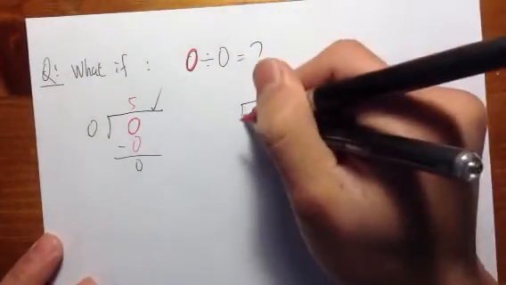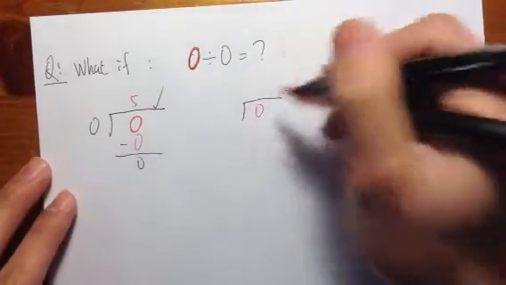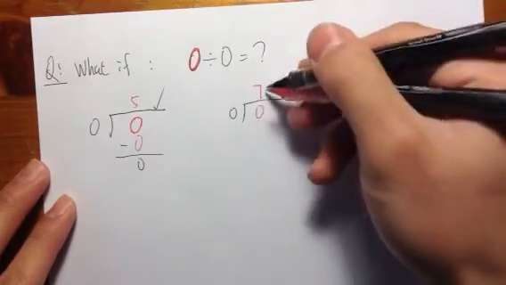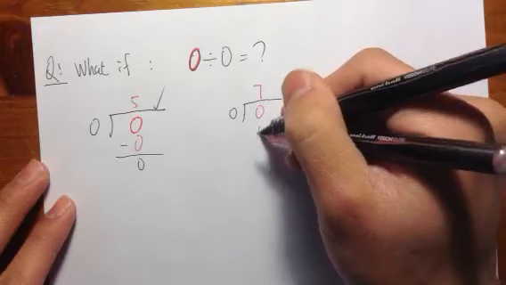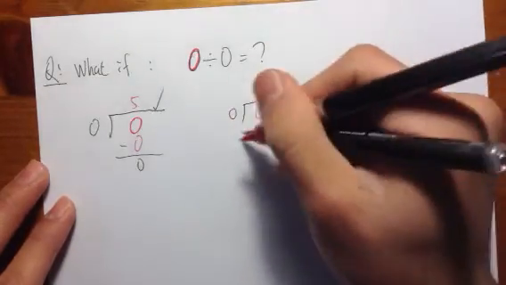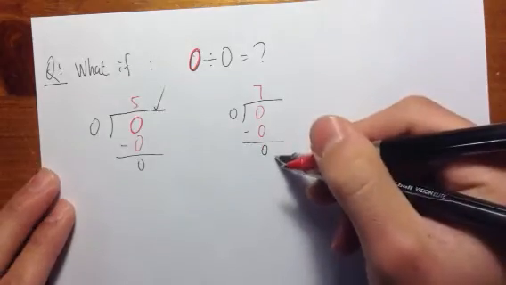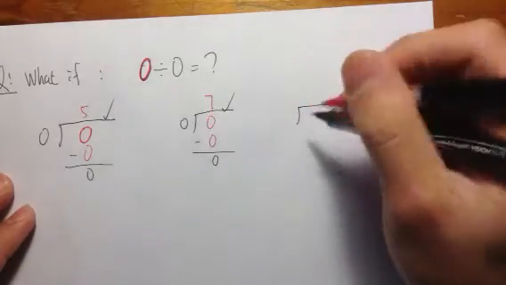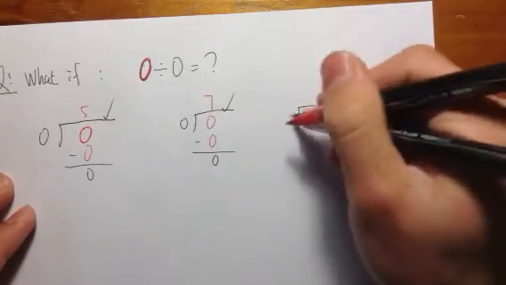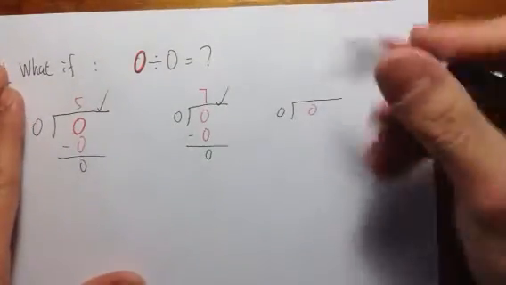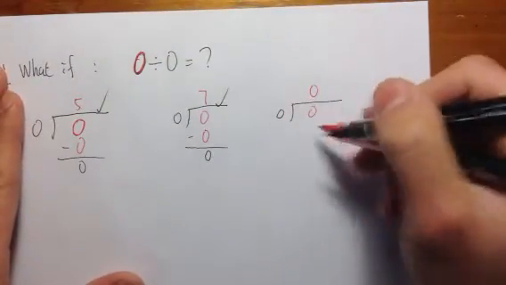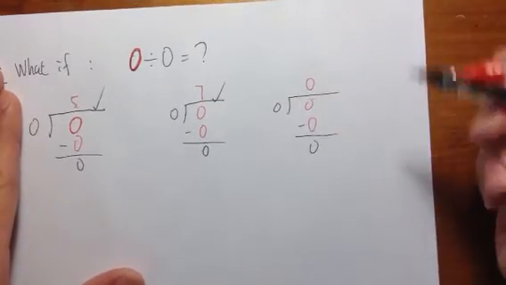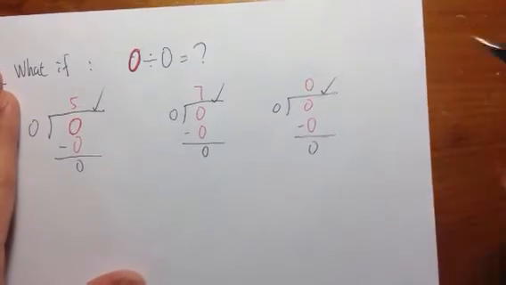Maybe some other people will disagree. Well, in that case, if you have 0 inside, 0 outside, 7 also works, right? Because if you put 7 right here, 7 times 0 gives you 0, and 0 minus 0, guess what? You get a remainder of 0 as well. So 7 also works. How about 0 inside, 0 outside? Let's just put 0. Of course, 0 times 0 gives you 0, and when you subtract, 0 minus 0 gives you 0. So the answer could also be 0, couldn't it?